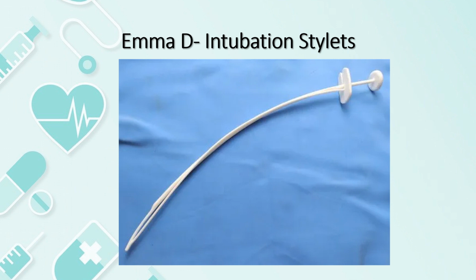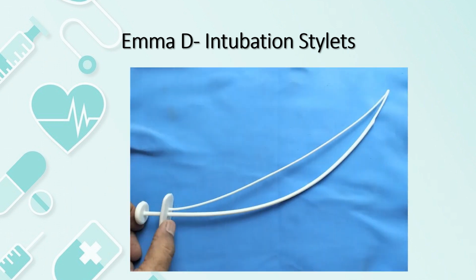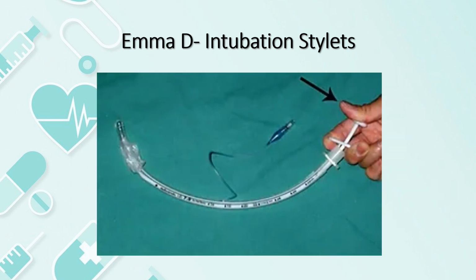The EMAD intubation stylet is a plastic stylet that has two plastic limbs. When we pull on one of them, the curve of the stylet changes, and so does the curve of the endotracheal tube. In my opinion, it is only useful when we can see the vocal cords and we need just the stylet to help us navigate the endotracheal tube into its position.